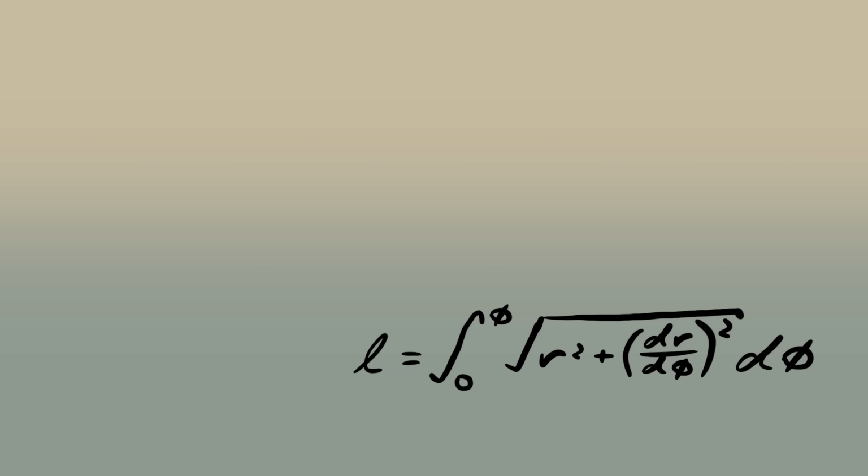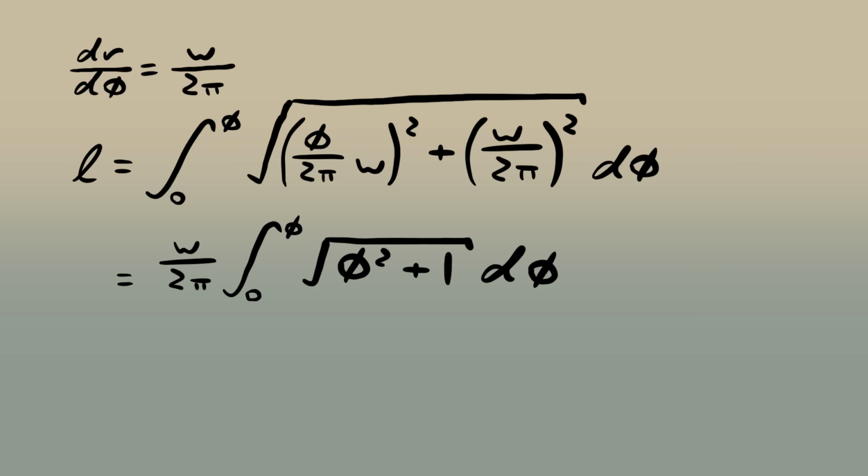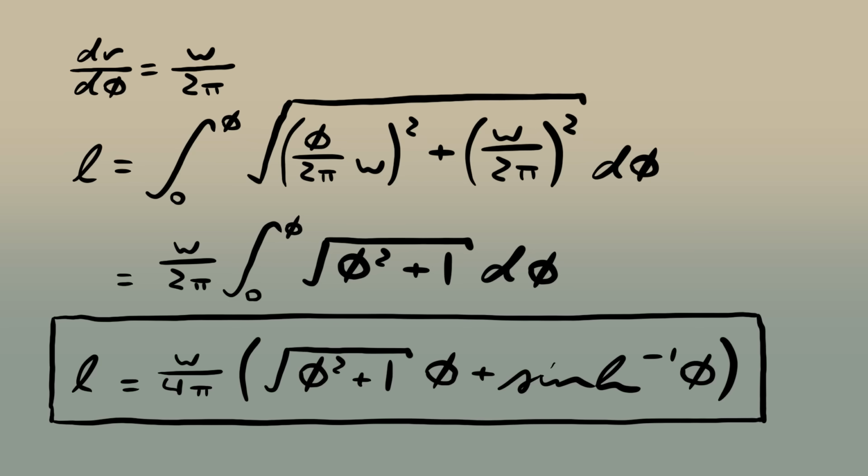Plug in our equation for the mat, and you need to solve an unfortunate integral. Find it in a table of integrals, or type it into Wolfram Alpha, and you get this absolutely heinous result. This is the length of an Archimedean spiral.